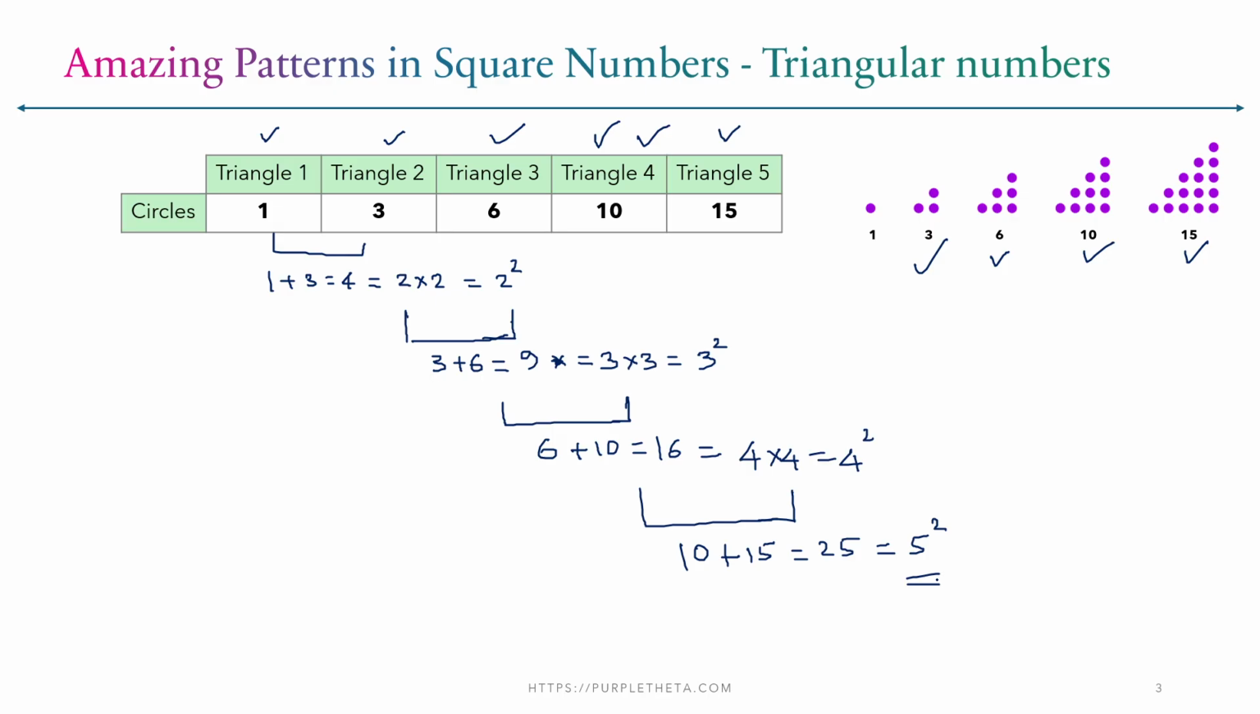Now your turn. What square number will you get if you add the number of circles in the fifth and sixth triangles? Okay, you can write your answer in comments.